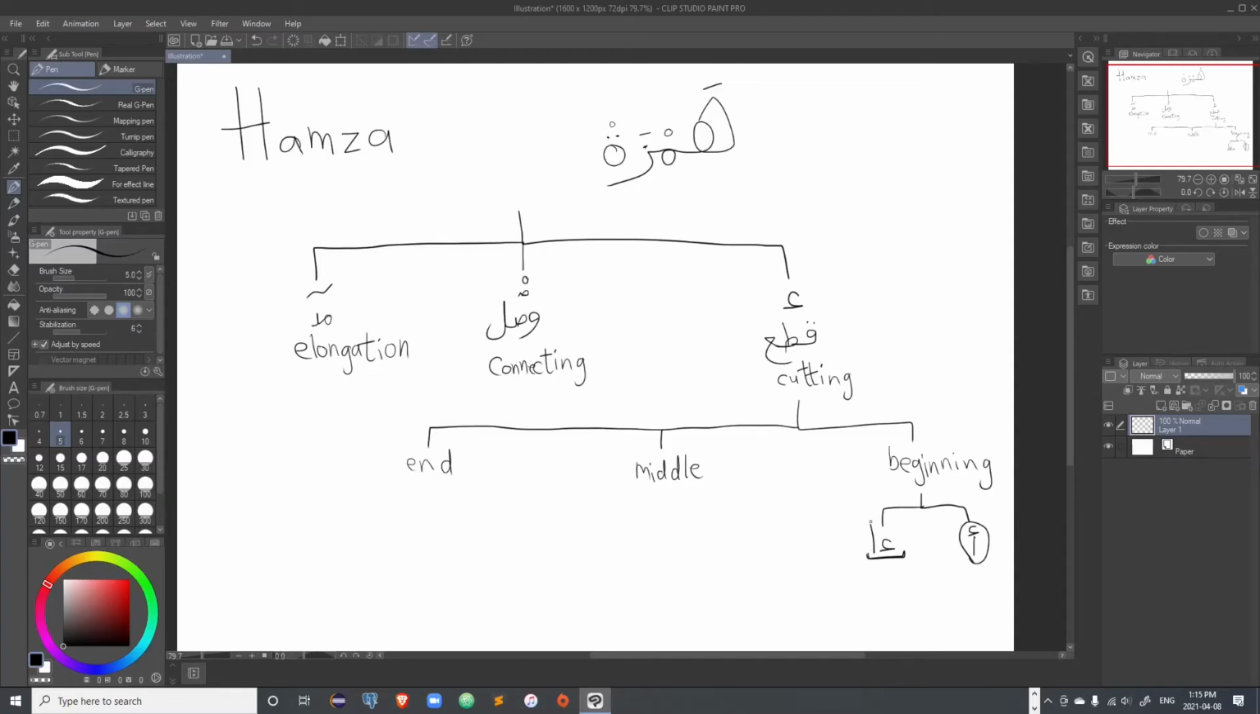So since this is a vowel, this automatically assumes the fatha diacritic, because if you recall, any vowel, for it to be a vowel, must have a sukoon on it, and the letter preceding it will assume its respective diacritic. So alif is fatha, waw is dhamma, and ya is kasra.